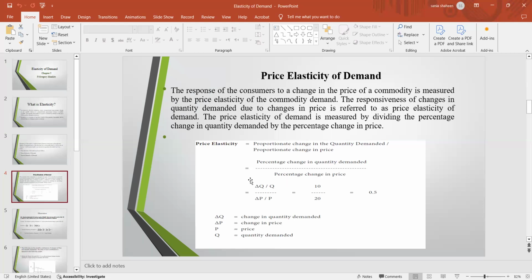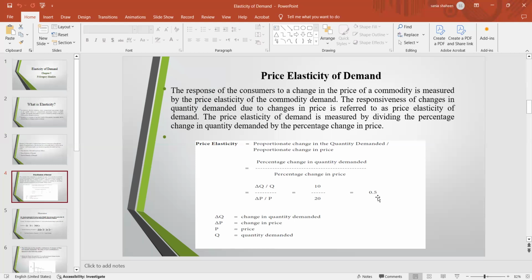So here, if the percentage change in the quantity demanded is 10% and the percentage change in the price level is 20%, the result is equal to 0.5. We usually compare the result of the price elasticity of demand with one benchmark value. If the price elasticity of demand is less than 1, it means that demand is inelastic. Here in our example, the price elasticity of demand is 0.5, which is less than 1.